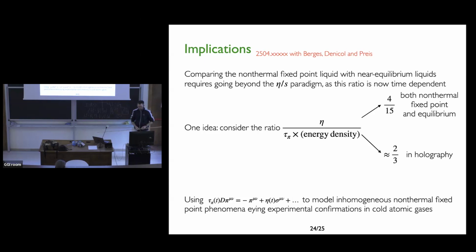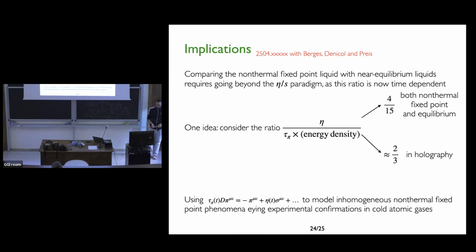One thing that we learned throughout history, also due to Pavel Son and Andrei Starinets, is that a nice thing to consider for near equilibrium liquids is eta over S, right? Because this introduces a hierarchy between strongly coupled systems and weakly coupled systems, and moreover is universal in holography in the two derivative limit. But it turns out that if you take the far from equilibrium liquid that we consider, and you consider the eta over S ratio, it's not very insightful. It retains time dependence. As a result, it's rather hard to compare to near equilibrium liquids in which this ratio is just some number.